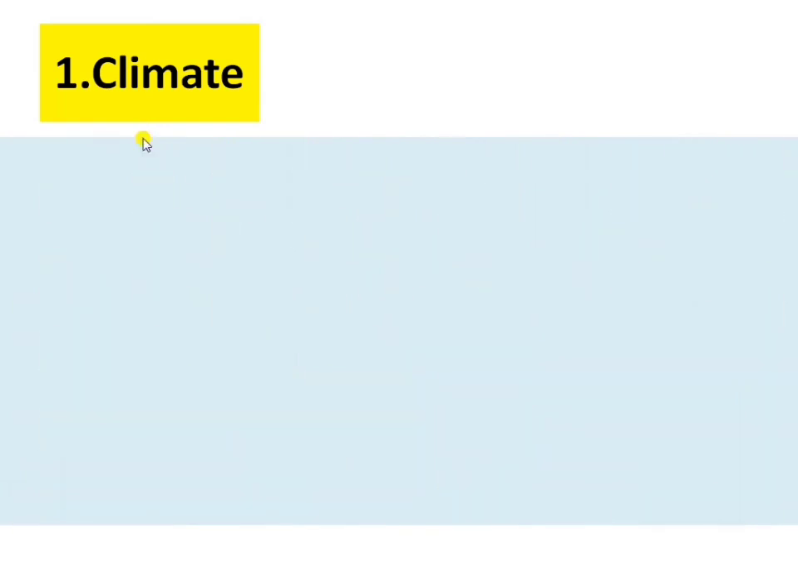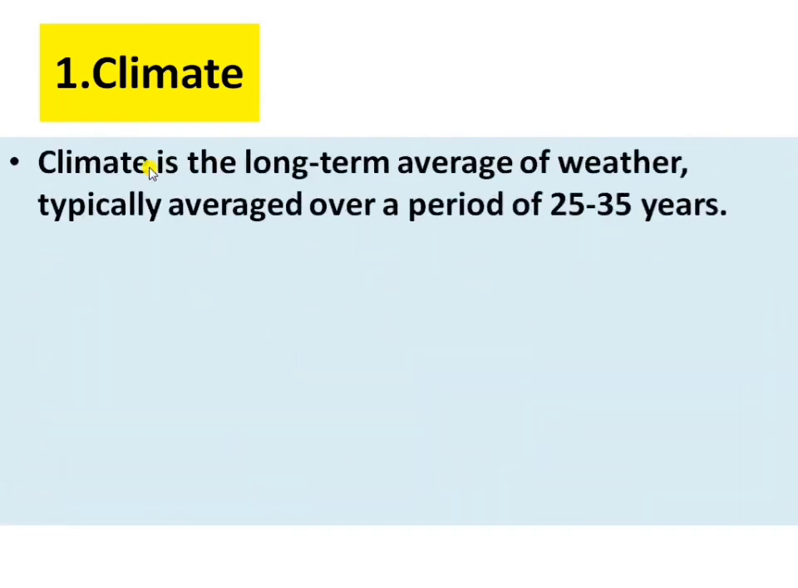So the first topic is, what is climate? Climate is the long-term average of weather, typically averaged over a period of 25 to 35 years. It's a long-term period of weather. Here we have to take periods of 25 to 35 years to make a climate report.